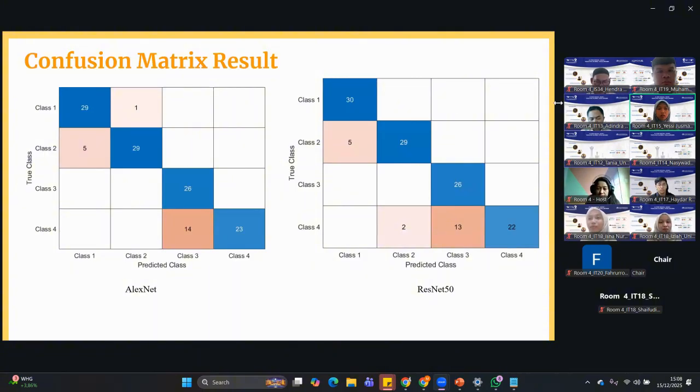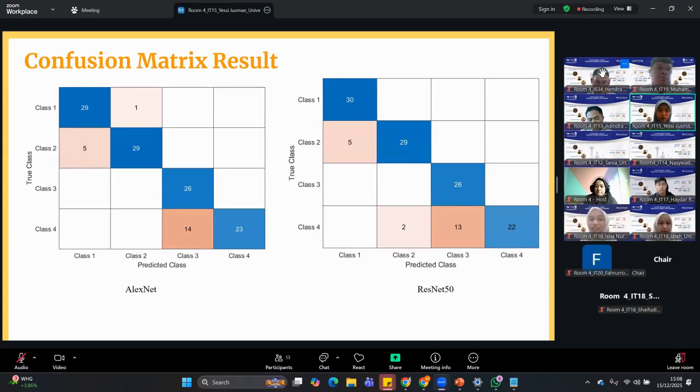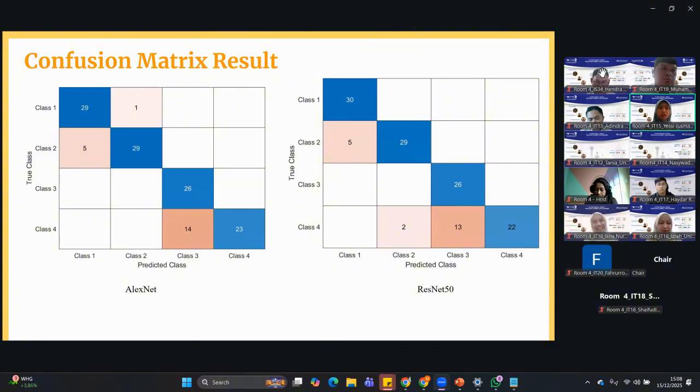The confusion matrix highlights those results further. Both models perform very well, and AlexNet shows a perfect prediction in class 3, but it struggled in class 4 because there are 14 images that were misclassified to another class. The ResNet-50 shows 0 misclassification in class 1 and class 3, but also faces a challenge in class 4.